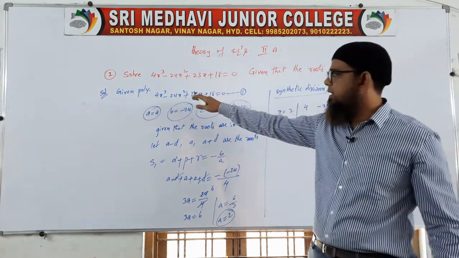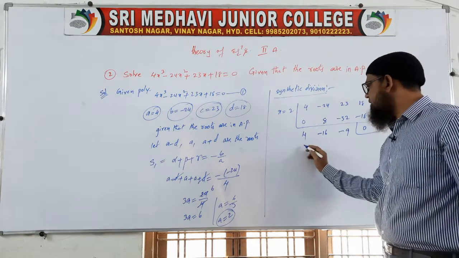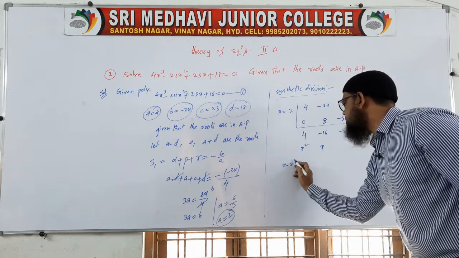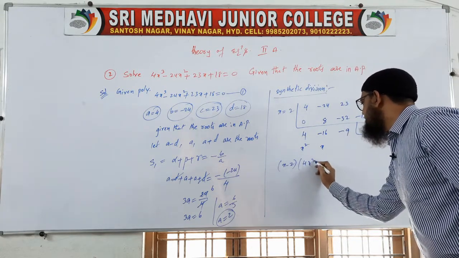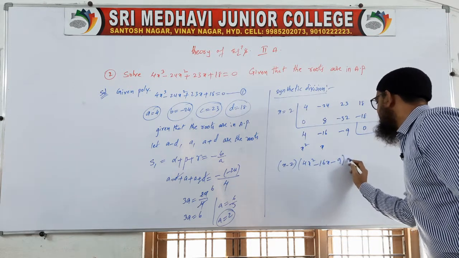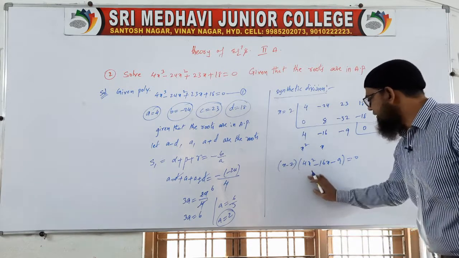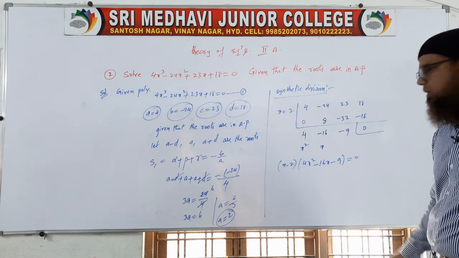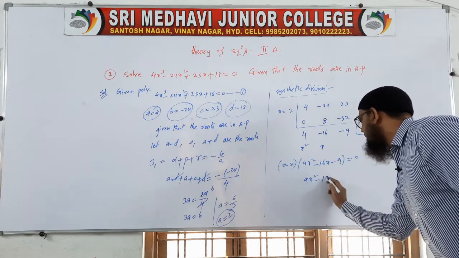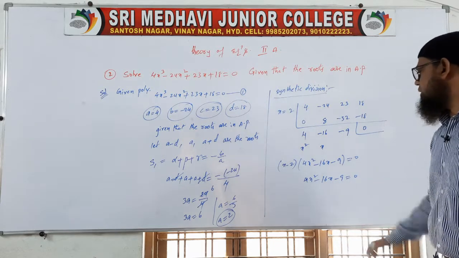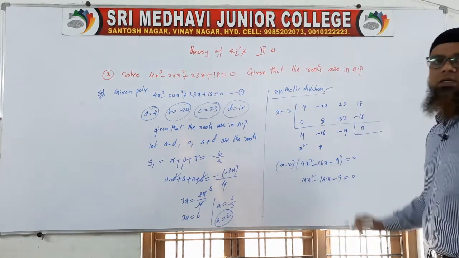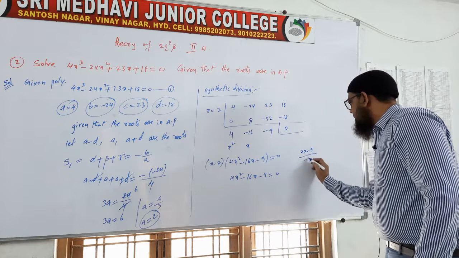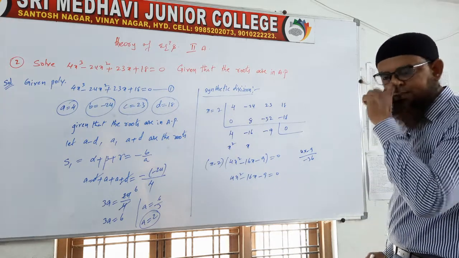Now the cubic polynomial will be reduced to a quadratic polynomial. See here, under the 4 we are taking x square, here x, this is constant. So take 2 this side, you will get x minus 2 into, multiply these two, 4x square minus 16x minus 9 is equal to 0. Now we have to split it into factors here. 4 nines are 36. 4x square minus 16x minus 9 is equal to 0. 4 into minus 9, this is the rough work here. 4 into minus 9 means minus 36.